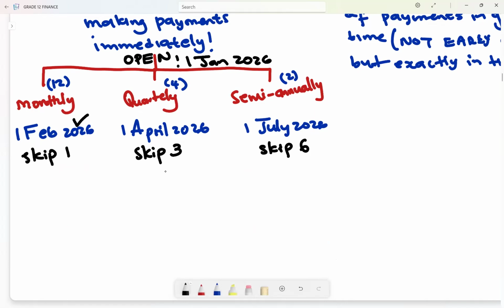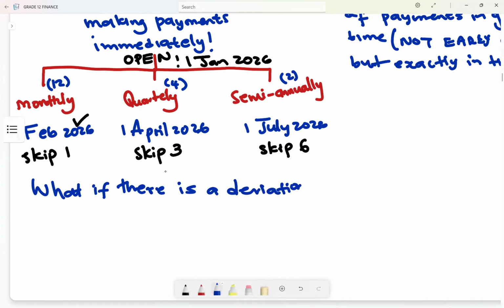But what if there is a deviation? What do I mean by deviation? Breaking of rules. Deviation is when you change what's supposed to happen normally. Okay, we know that normally you are supposed to pay monthly and all of that.